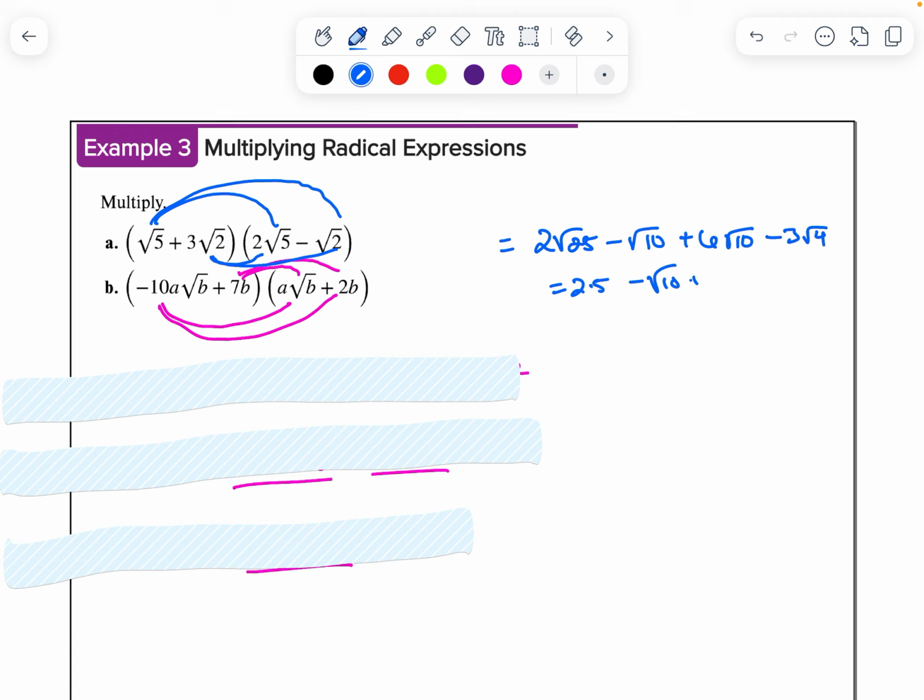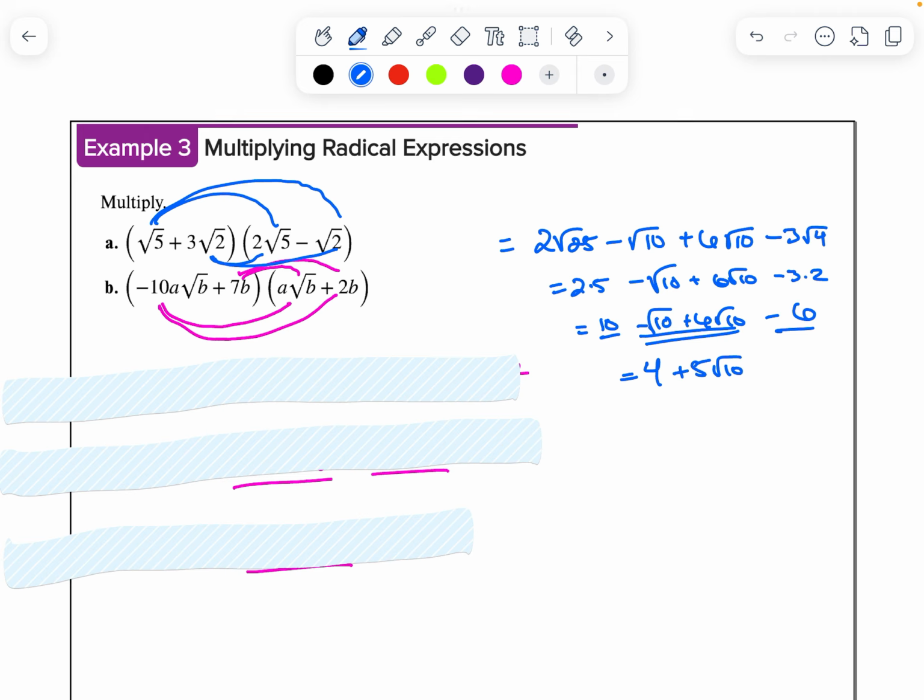Square root 10 plus 6 square root 10. The square root of 4, I know, is 2. All right, 2 times 5 is 10. And 3 times 2 is 6. All right, now we can combine like terms. 10 minus 6 is 4. And negative square root of 10 plus 6 square root of 10 gives you 5 square root of 10. That's going to be your final answer.